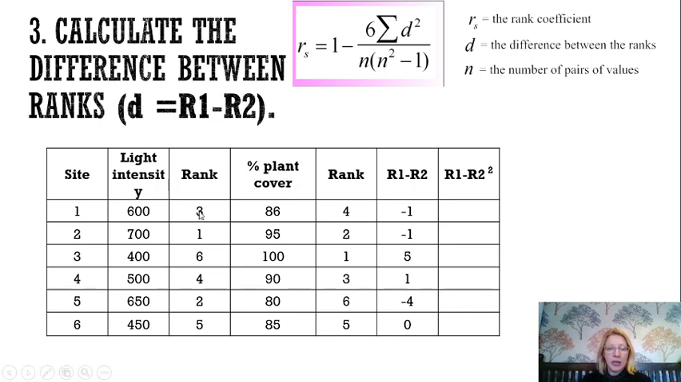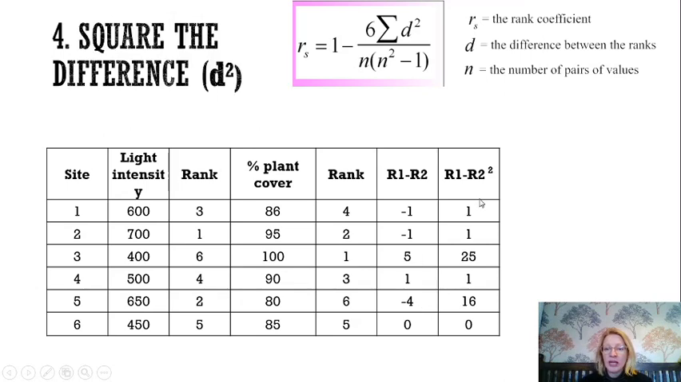So we do rank 1 minus rank 2, which you've got here: minus 1, 6 minus 1 is 5, 1, 4, and 0. And then we need to square that. So 1 squared is 1, 5 squared is 25, 1, 16, and 0. And so at this point here, the d squared.